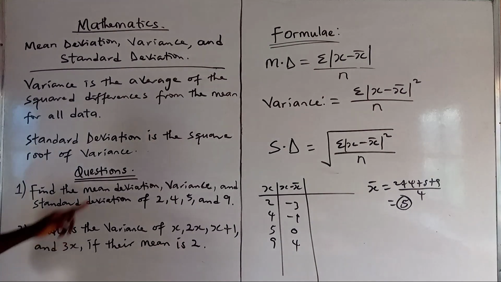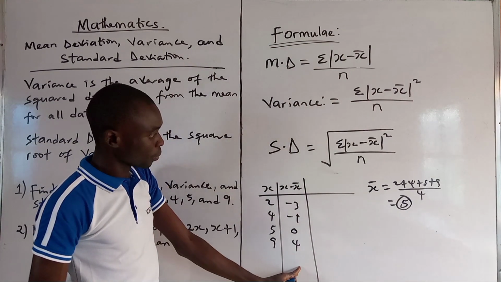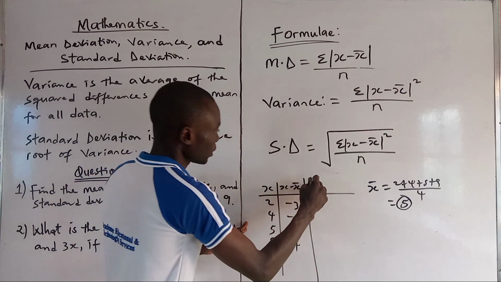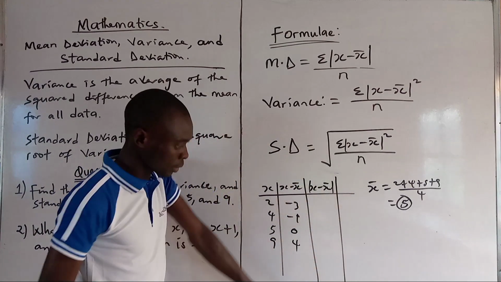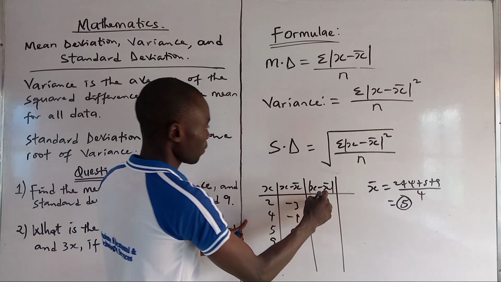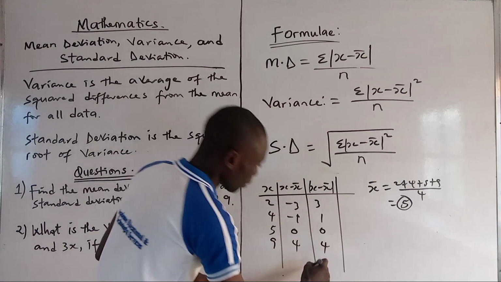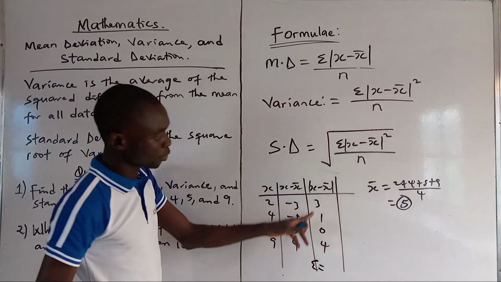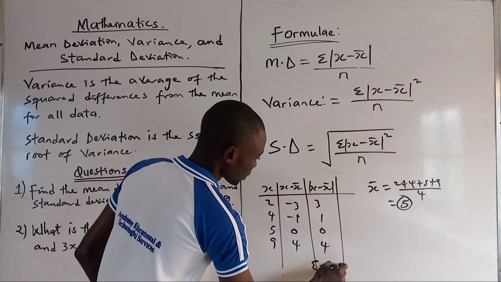Since we are looking for mean deviation first, our formula uses the sum of this column, taking the absolute value, that is the absolute of x minus x bar. Absolute means you remove any minus sign. So we have 3, 1, 0, 4. The sum of this column is 3 plus 1 is 4, and 4 plus 4 is 8.